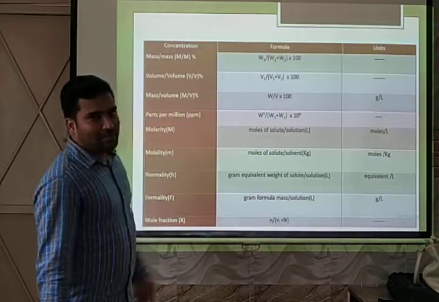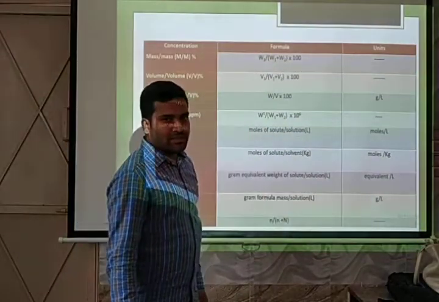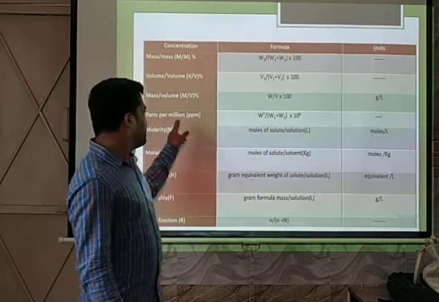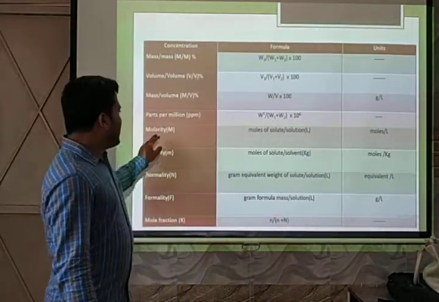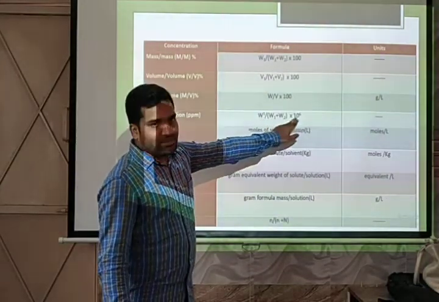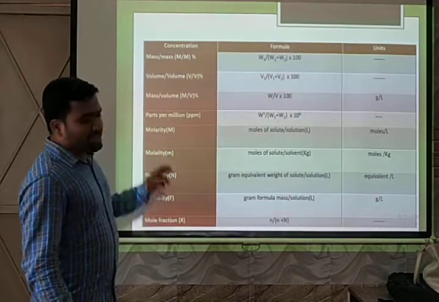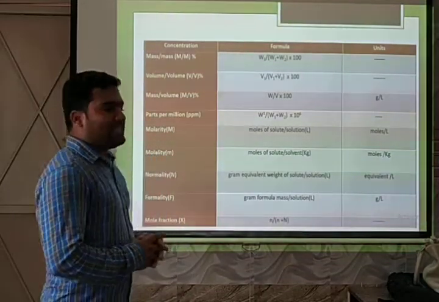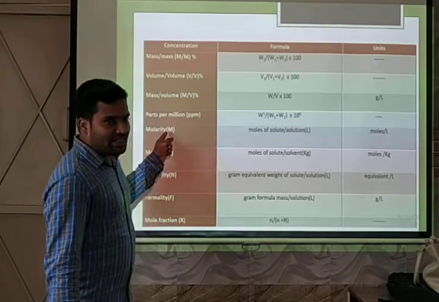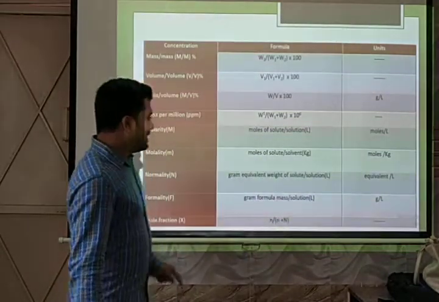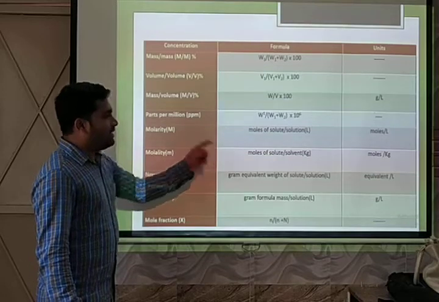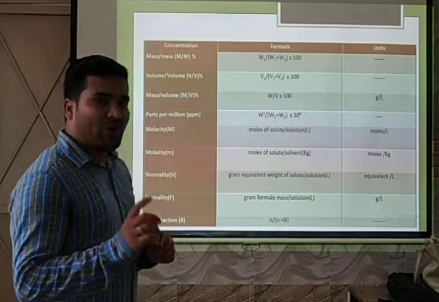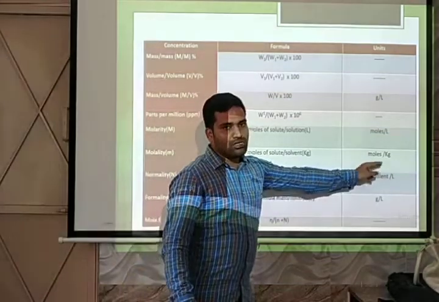Next, parts per million. You know, million is 10 to the power of 6. If you want to calculate any minute quantity concentrations, we use this concentration term, parts per million. The formula is W1 by W1 plus W2 into 10 to the power of 6. In case of molarity, as in first year, the definition is the number of moles of solute dissolved in 1 liter of solution. It is denoted by capital M, and its unit is moles per liter. In case of molality, it is a little different: the number of moles of solute dissolved in 1 kg of solvent. Its unit is moles per kg.